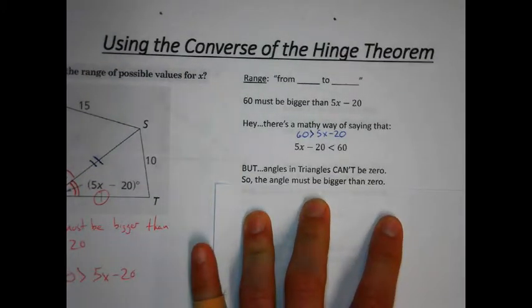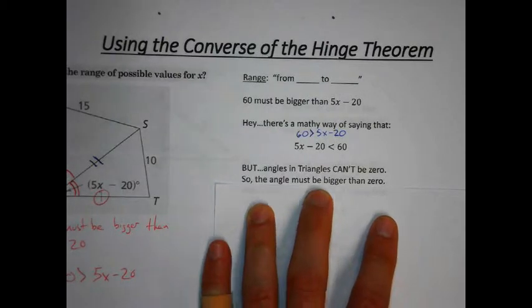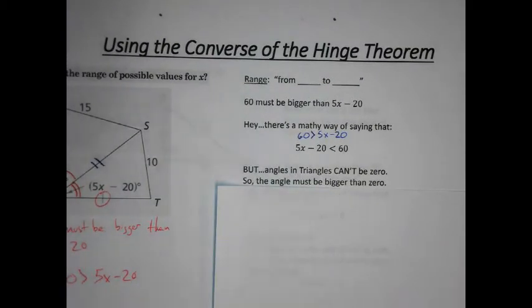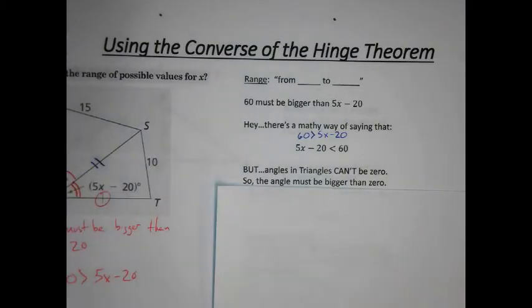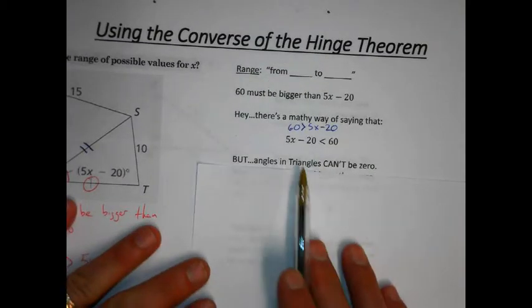So hopefully you understand that. If you don't, pause and rewind and make sure you visualize a triangle. You don't have a triangle if the angle is 0. It doesn't make any sense. So the angle has to be bigger than 0. But there's a mathy way of saying this.